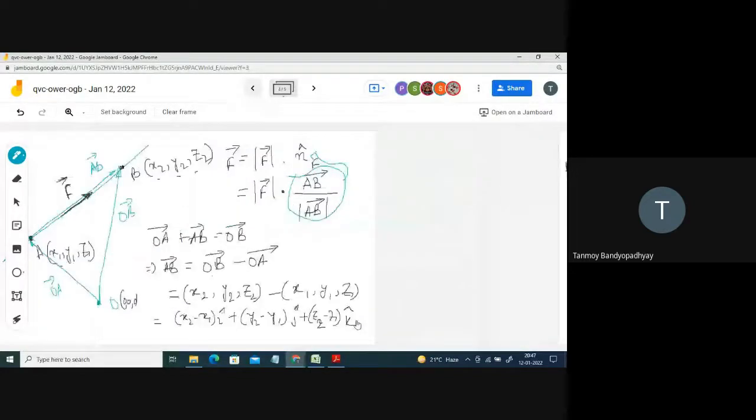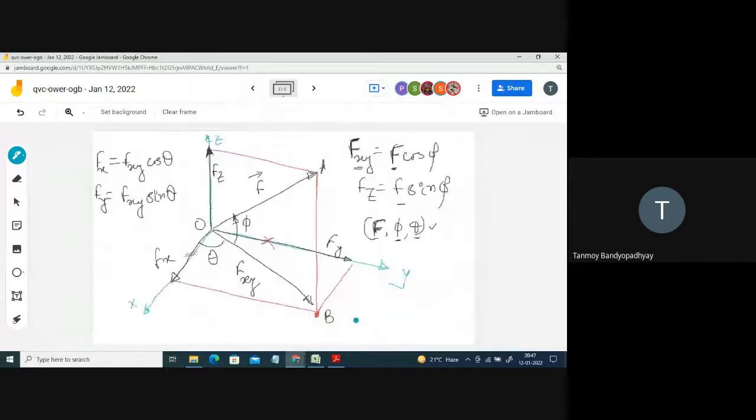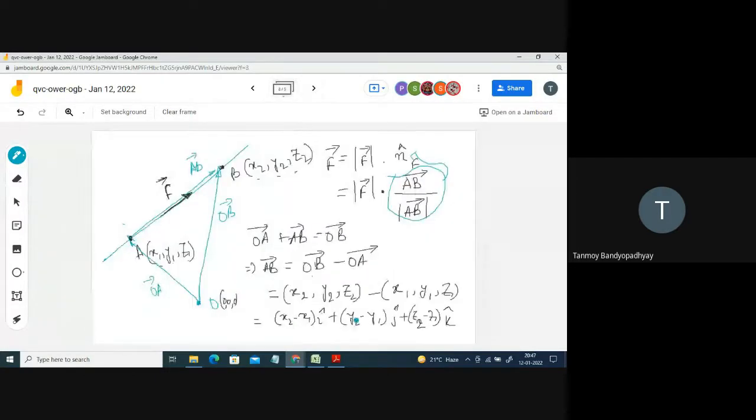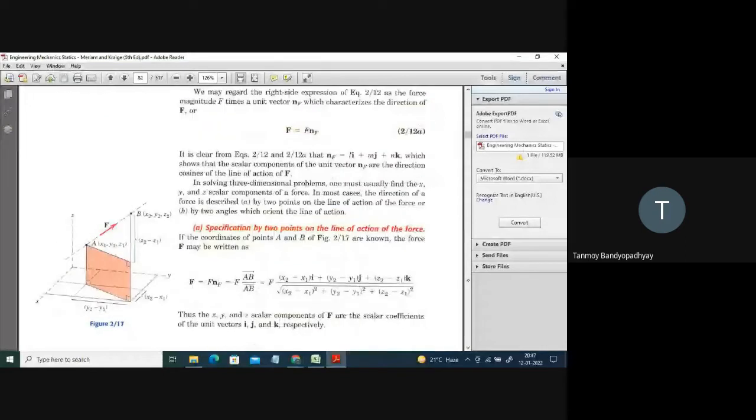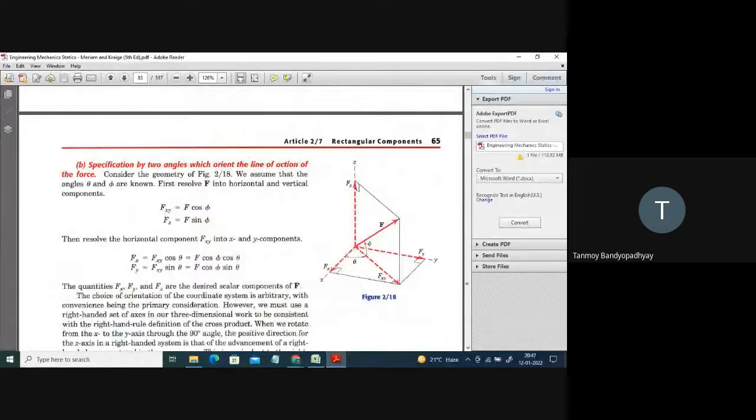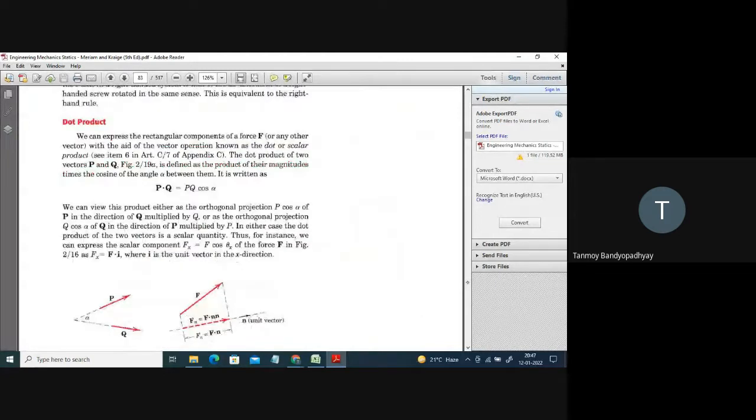And in the other case, you have the orientation directly, so you know the orientation of the force vector with the individual axes. This is a case where you have two points only. You know the magnitude of the force F, and you only know the position vectors, or rather the coordinates, of two points A and B that lie on the line of action of the force. So this is the second method using which we can determine the force. Lastly, I will discuss the dot product a little. See if there is any problem up to this.